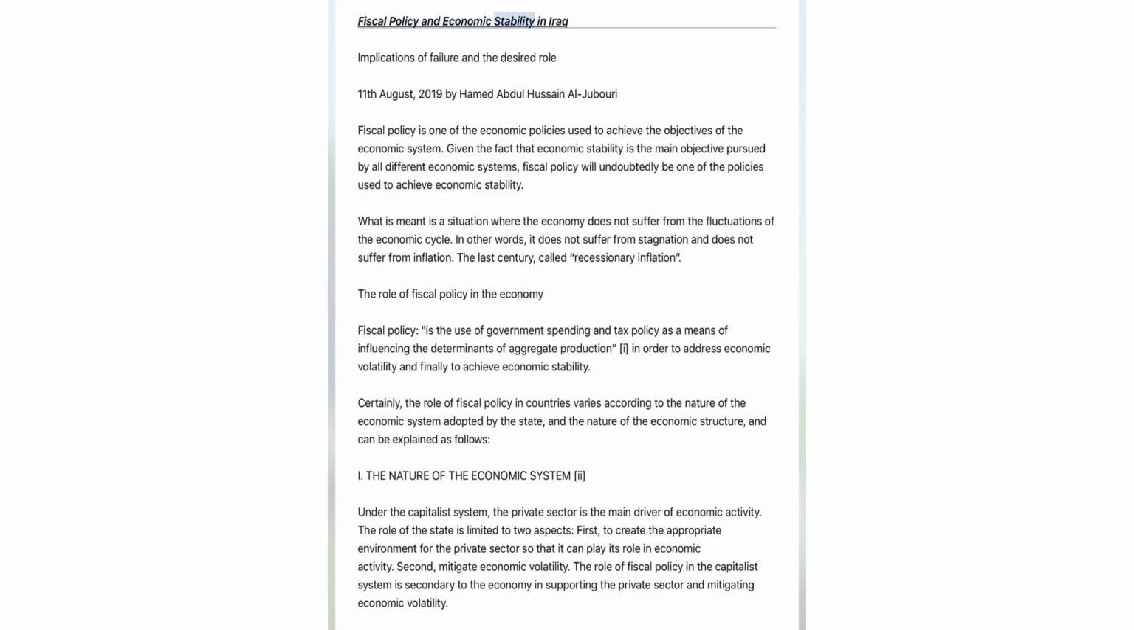Fiscal policy and economic stability in Iraq. Implications of failure and the desired role. August 11, 2019, by Hamad Abdul Hussein Al-Juburi.